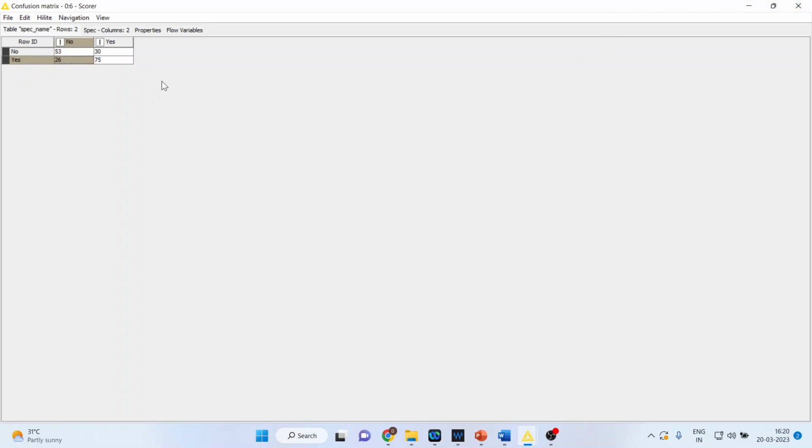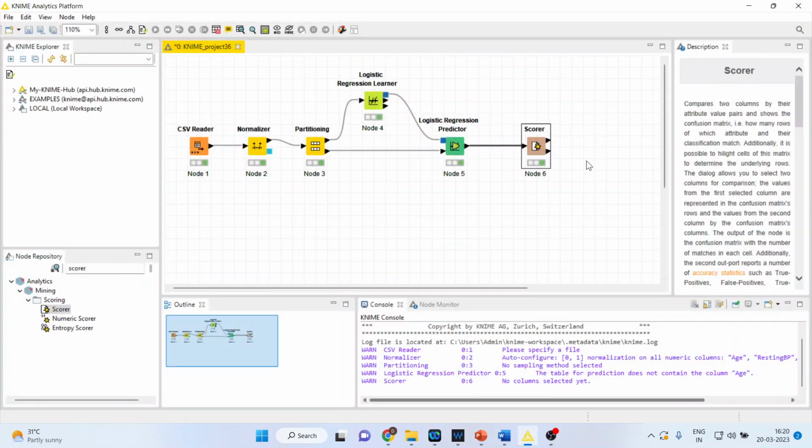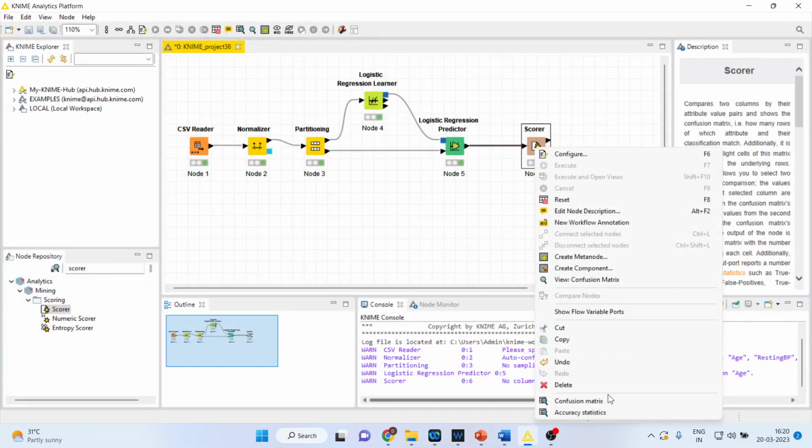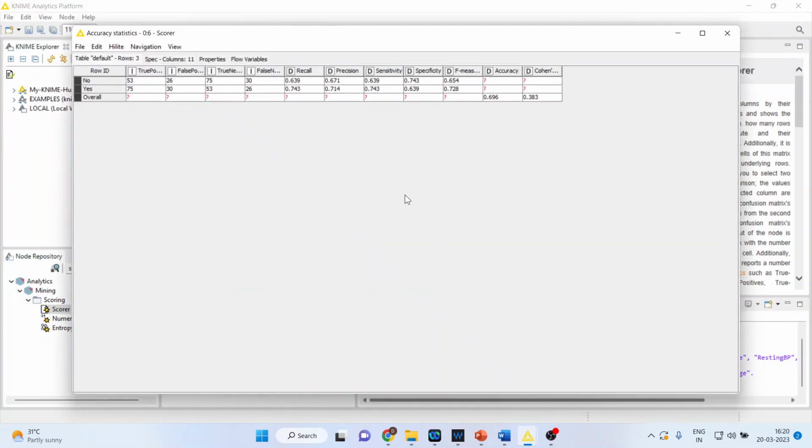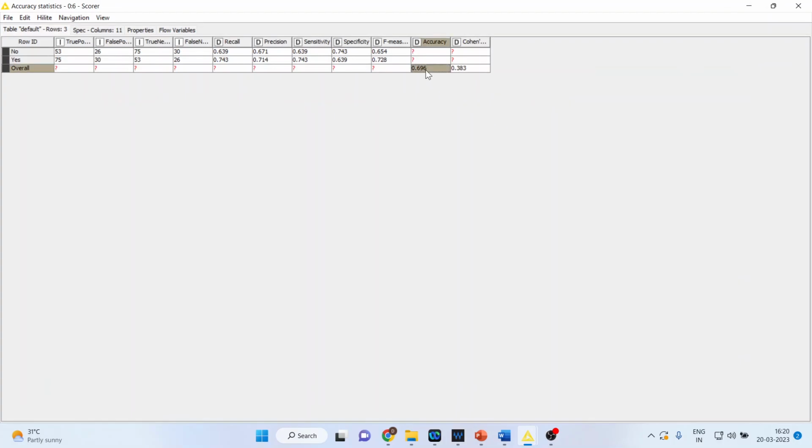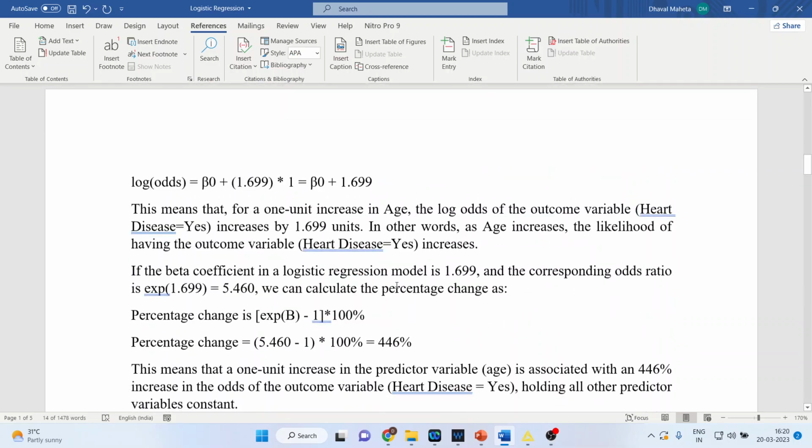Now, on the basis of the confusion matrix, some statistics are generated which are known as the accuracy statistics. You can see here. Now, let's do the interpretation of it. The first one is the classification accuracy, which is 0.696. Let me go in the interpretation table.